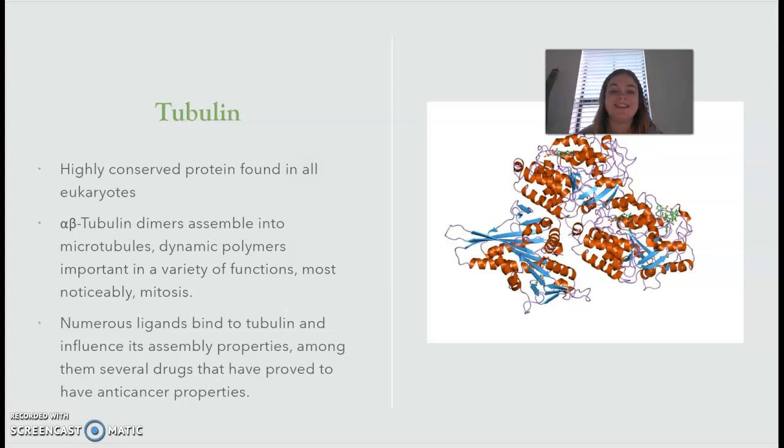So tubulin is a protein that's found in all eukaryotic cells. Alpha beta tubulin dimers assemble into microtubules. And they have a lot of functions, but most specifically in mitosis, and that's what we're going to be focusing on today in our case study. So a lot of ligands will bind to tubulin and influence its assembly properties. Among them, several drugs that have proved to have anti-cancer properties. So overall, tubulin is a protein that we're going to be focusing mostly on its function and use in mitosis.